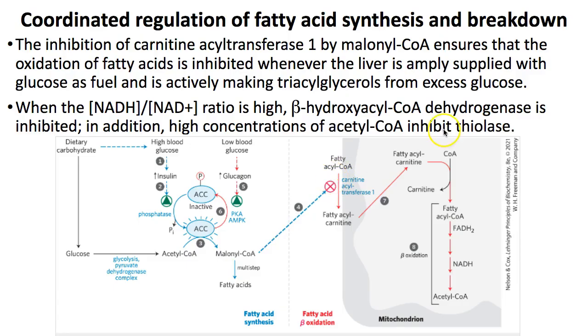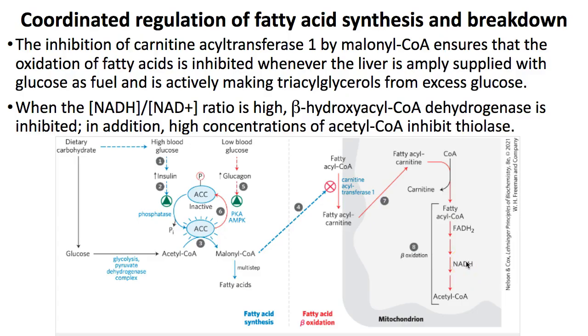And so what else inhibits a process is producing too much NADH. If your ratio of NADH to NAD plus is too high, that means we're breaking down too much. And so the enzyme that is a part of the beta oxidation is also inhibited, and so now it's not breaking down fatty acids as much because there's too much concentration of NADH. So we're breaking down too much.